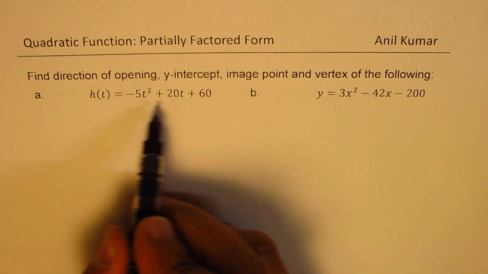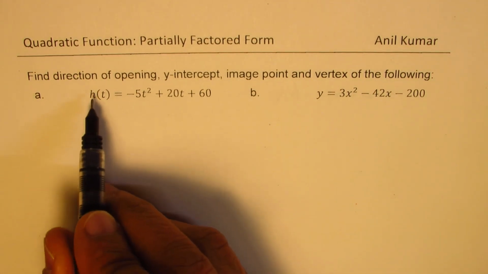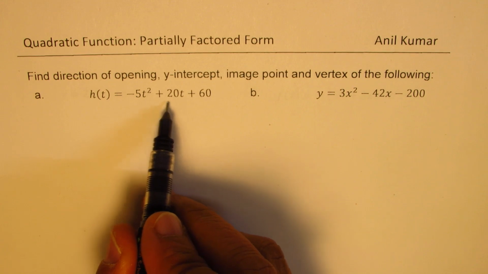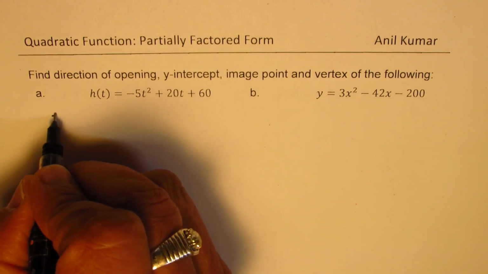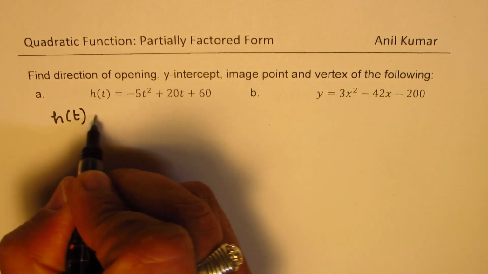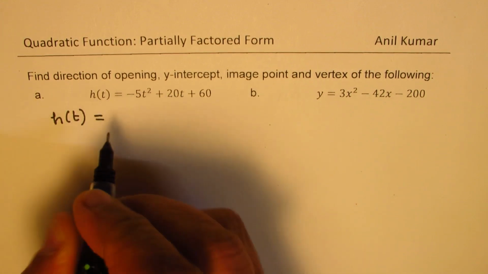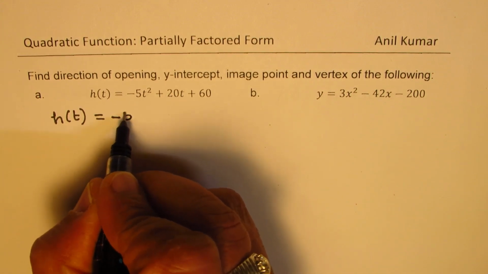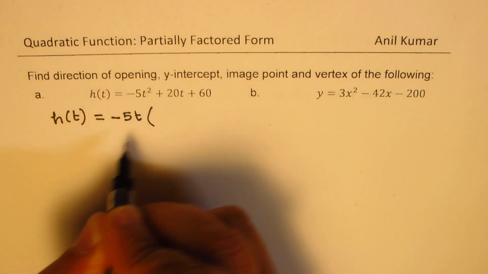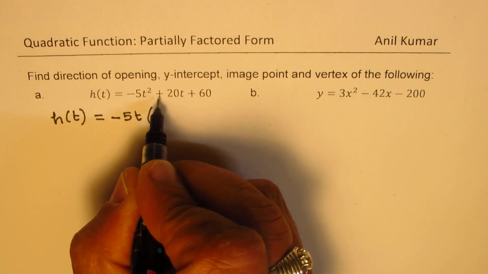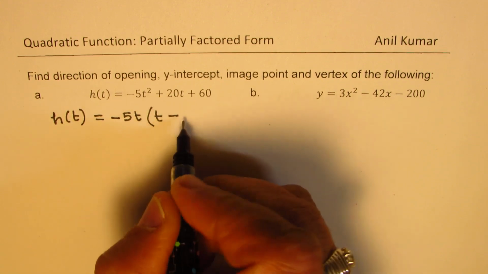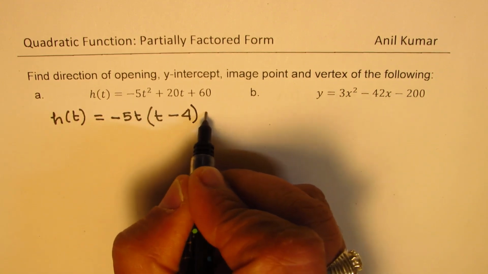So we have the very first, very popular equation, h of t equals minus 5t squared plus 20t plus 60. Now in this equation, I could partially factor the first two terms. Taking minus 5t common, what do I get? I'm left with t here, negative 20 divided by 5 is minus 4, plus 60.